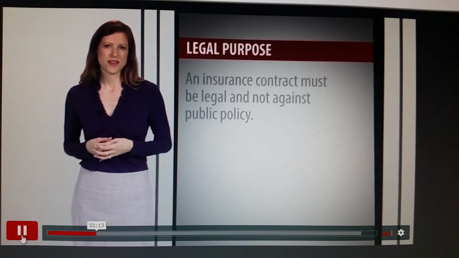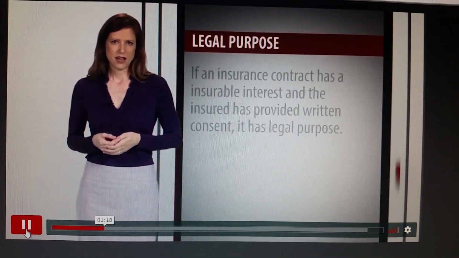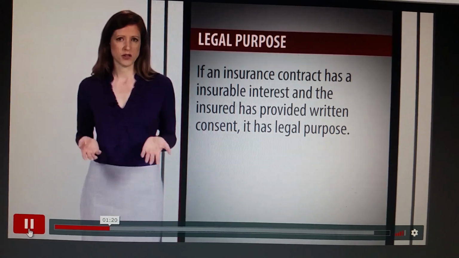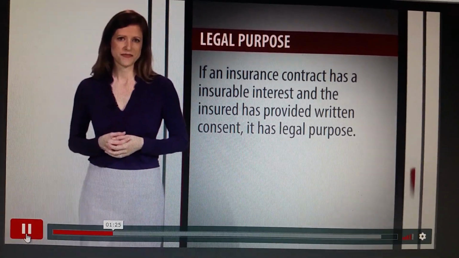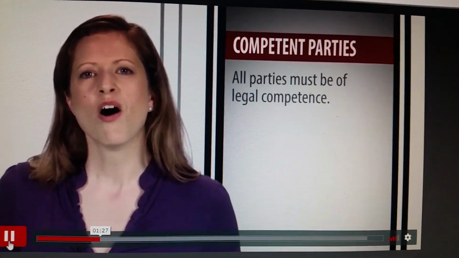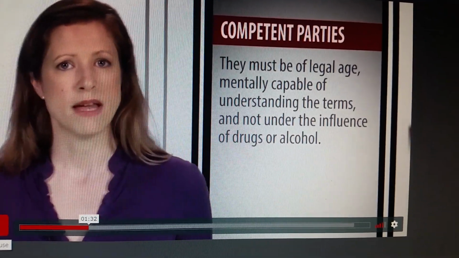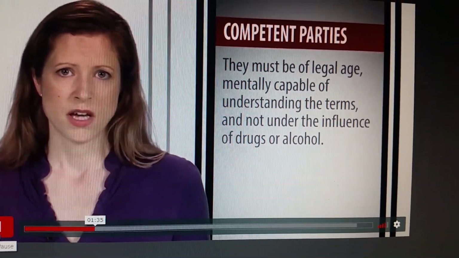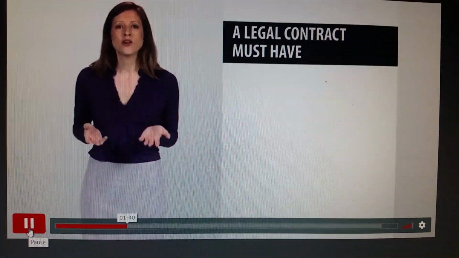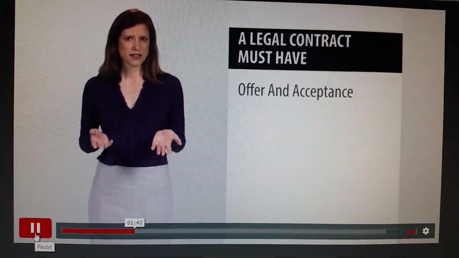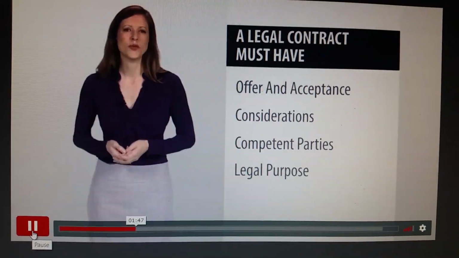Legal purpose. An insurance contract must be legal and not against public policy. If an insurance contract has an insurable interest and the insured has provided written consent, it has legal purpose. Competent parties. All parties must be of legal competence, meaning they must be of legal age, mentally capable of understanding the terms, and not under the influence of drugs or alcohol. And to review, a legal contract must have offer and acceptance, considerations, competent parties, and legal purpose.